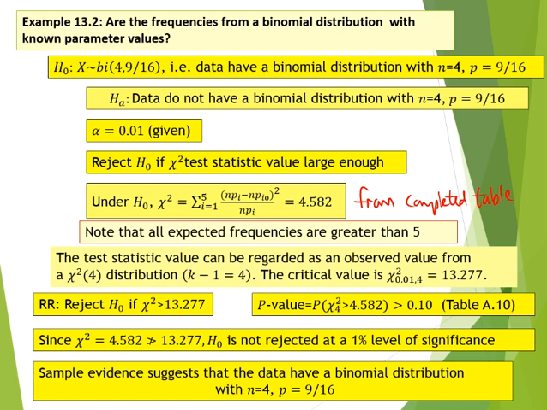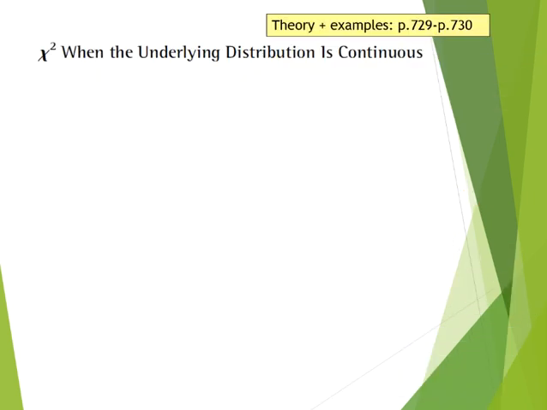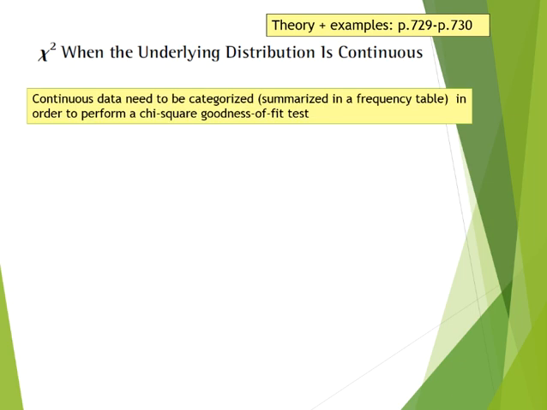In the next example, we move to continuous distributions. We're going to look at the chi-square goodness of fit test when the underlying distribution is continuous. Theory and examples, page 729 to 730. For continuous data, we need to categorize the data first. In other words, summarize it in a frequency table in order to perform a chi-square goodness of fit test.